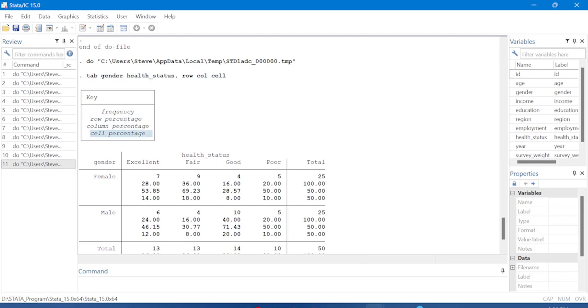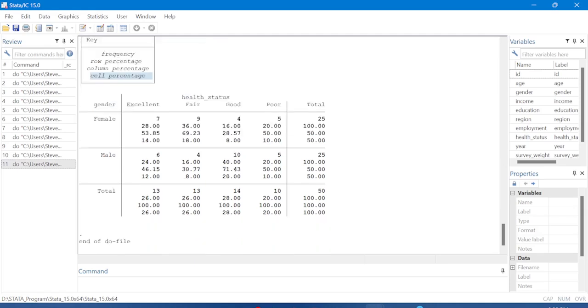So for example, under gender we have female and male, and we have totals. Under health status we have excellent, fair, good, poor, and now totals. So for this one, it means that with the excellent health status, we have 7 females. With fair, we have 9 females. With good health condition we have 4, and with poor we have 5, and all this adds to 25. This is the row total.